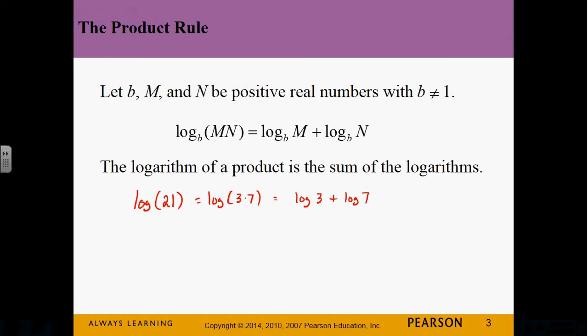Now, this is really not practical in this case, because if I can figure out what log 3 and log 7 are, why can't I just figure out what log of 21 is, right? I could use my calculator. But this is just to show you how the principle works. More often than not, you see it more along the lines of natural log of 2x, where we're separating it into a constant and a variable log.